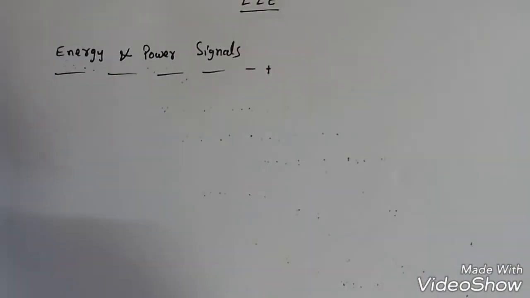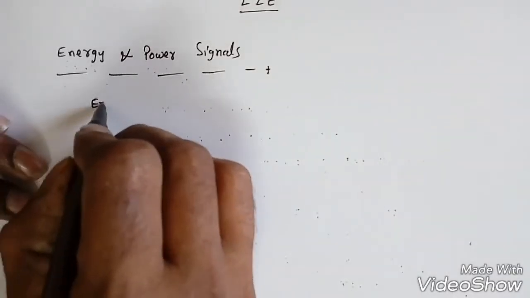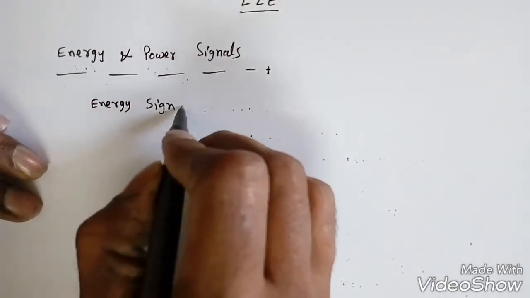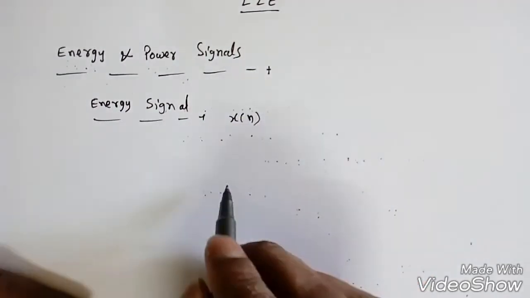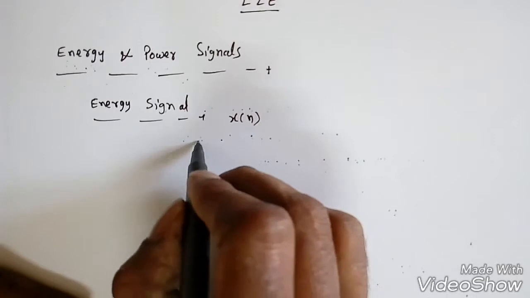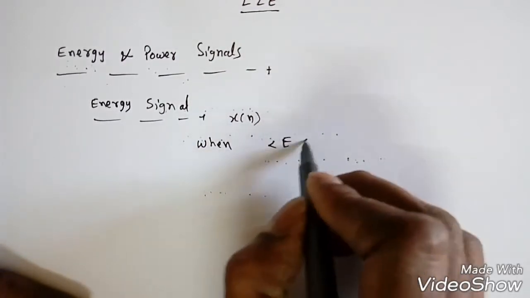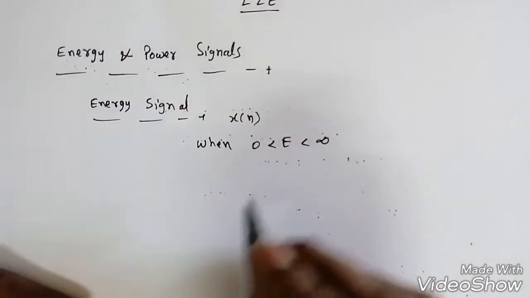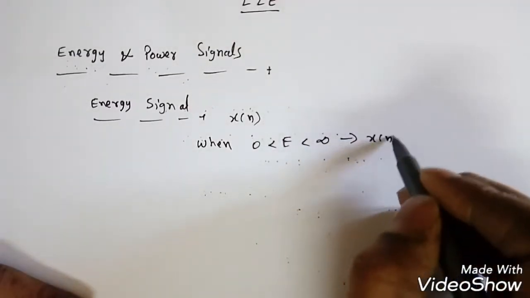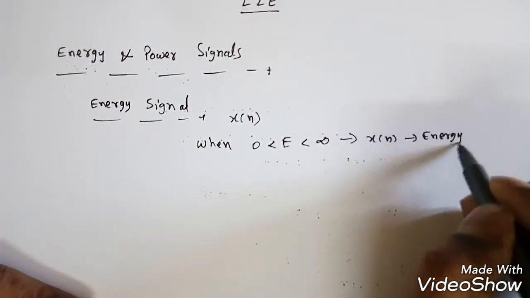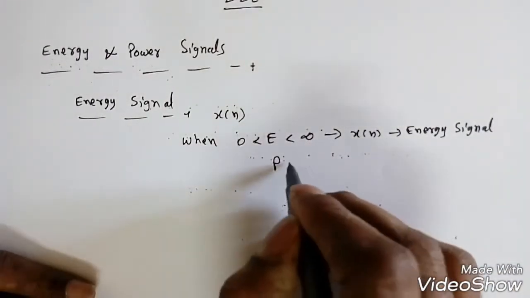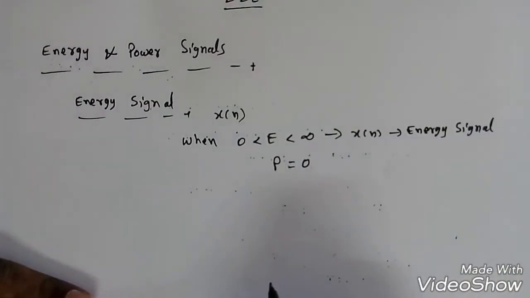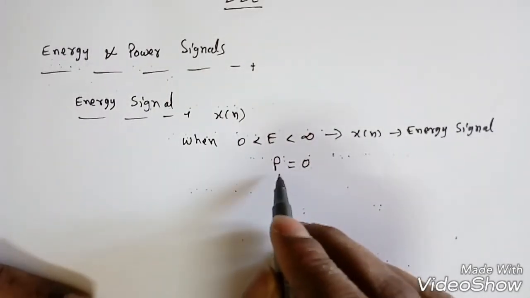Next we will see the power and energy signals. So first we will see the energy signal. Suppose x of n is there; this x of n is called an energy signal when the energy lies between 0 and infinity, that means the energy should be finite. Then we can say x of n is an energy signal. Now for an energy signal, what is the power? It is 0, which we will prove later. So first remember that for an energy signal the power is 0.